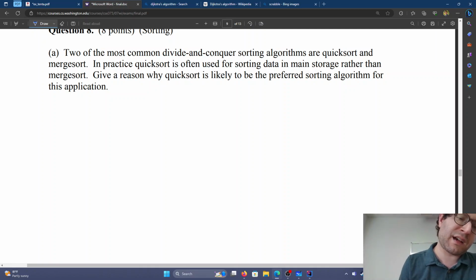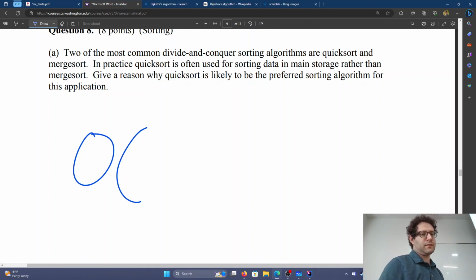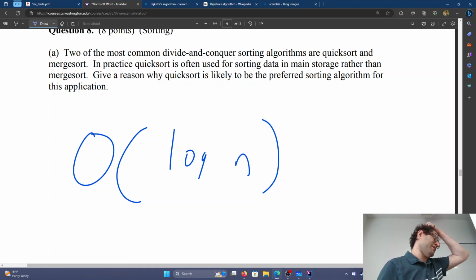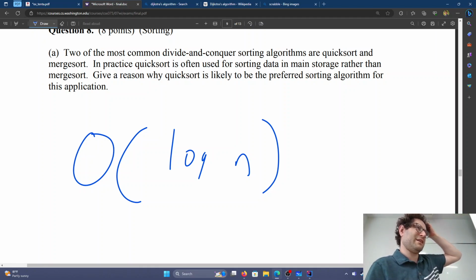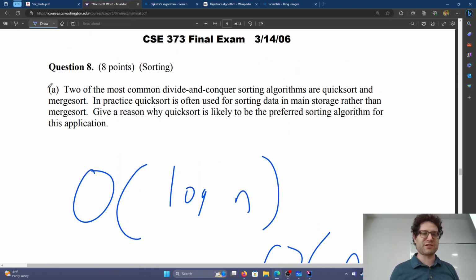Because, as we discussed, quicksort uses basically log n space, and that space is very cheap because it's just the recursive frames that you have to keep track of, right? It's the recursion. Whereas merge sort always requires O of n space. Quicksort is much more space efficient.